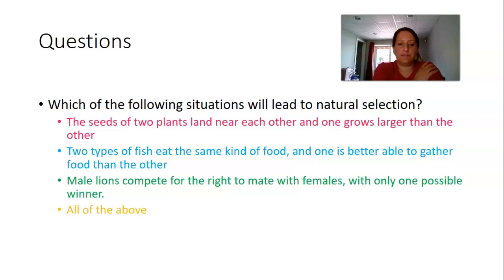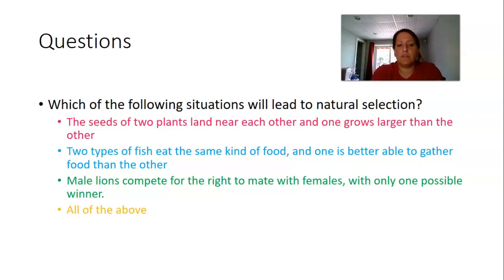Think about this for a few minutes. Let's go to the first one and look at that together. We have the seeds of two plants that land near each other, and one grows larger than the other. Well, the one growing larger may be better at photosynthesis, gathering sunlight and making food, transforming energy. And if the plant is better at transforming energy, it might have a higher rate of survival because it has that adaptation. But does that adaptation allow that plant to reproduce better? Maybe. Maybe the larger the plant is, the better able it is to disperse its seeds. We're not really given that indication here, so we'll think about that one.